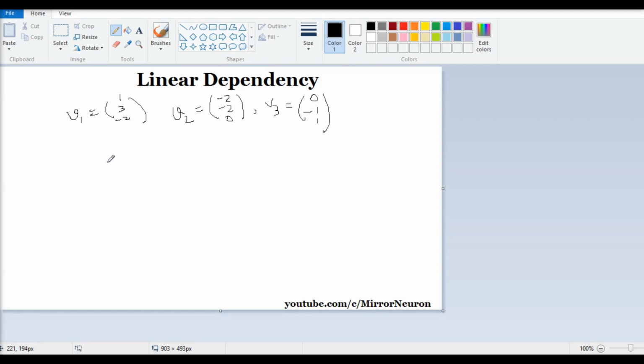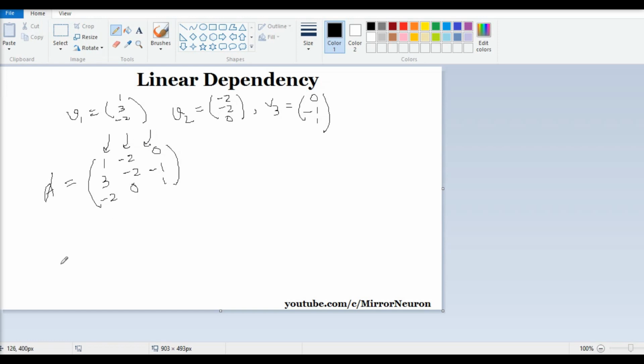Alright, so I've already written an example of three vectors v1, v2 and v3, and I want to calculate the determinant of these vectors. Of course we cannot calculate determinants of vectors, but I can write these vectors in the shape of a matrix. So my A, I can write like this: 1, 3, minus 2, then minus 2, minus 2, 0, and 0, minus 1, 1. These are nothing but each of the columns, or the vectors, that I have.